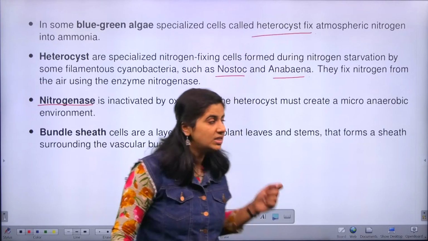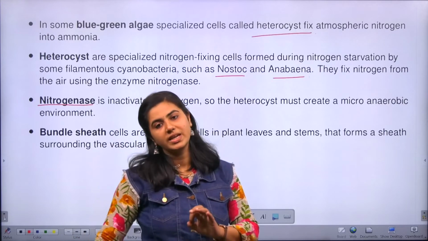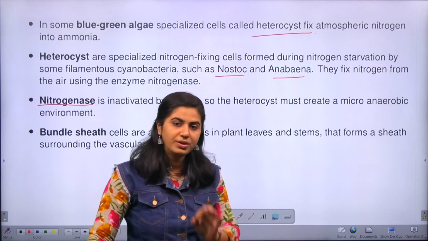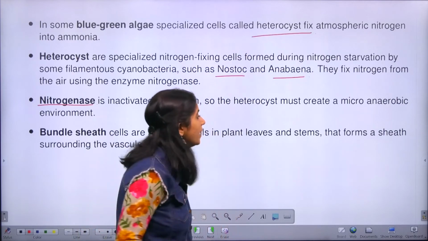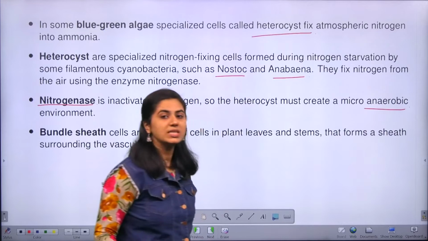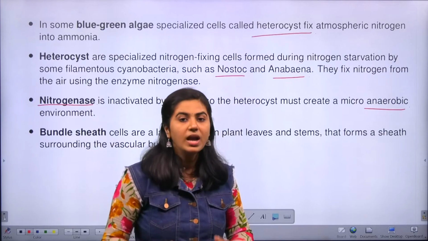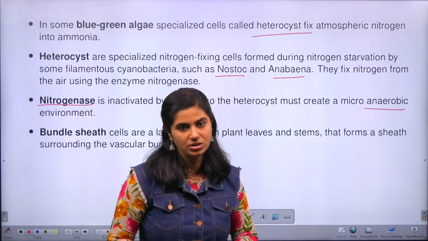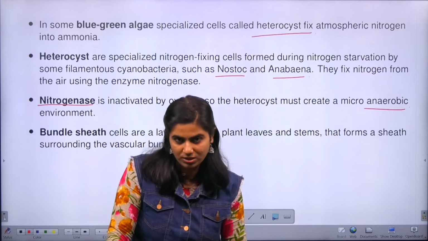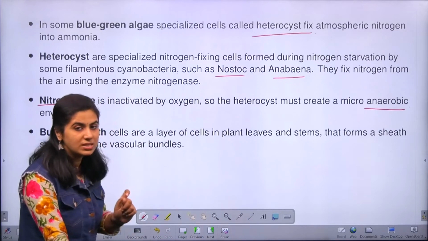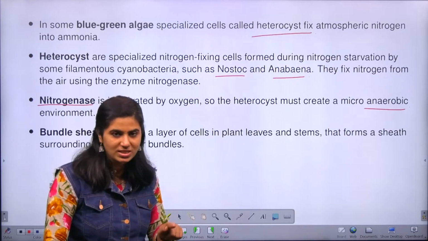But the condition is that this nitrogenase enzyme is very sensitive to oxygen. When it comes in contact with oxygen, it gets deactivated. So, to prevent that, they have a specialized cell called the heterocyst, which creates anaerobic conditions for the nitrogenase enzyme. So the blue-green algae can fix atmospheric nitrogen using nitrogenase in a specialized cell called not the sheath cell but the heterocyst.